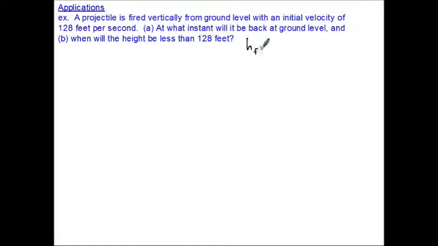But h sub f, our final height for whatever projectile, in English units is going to be negative 16t squared plus our initial velocity times time plus our initial height. So for part A, I want to know what instant I'm going to be back at the ground level. Ground level is 0 feet high, and since I was launched originally from ground level, that's a height of 0 as well. So basically my final height is 0. I've got my negative 16t squared plus my initial velocity, the 128 that's right there, times t, and then my initial height is 0 as well, which is probably a little bit silly to put on there.